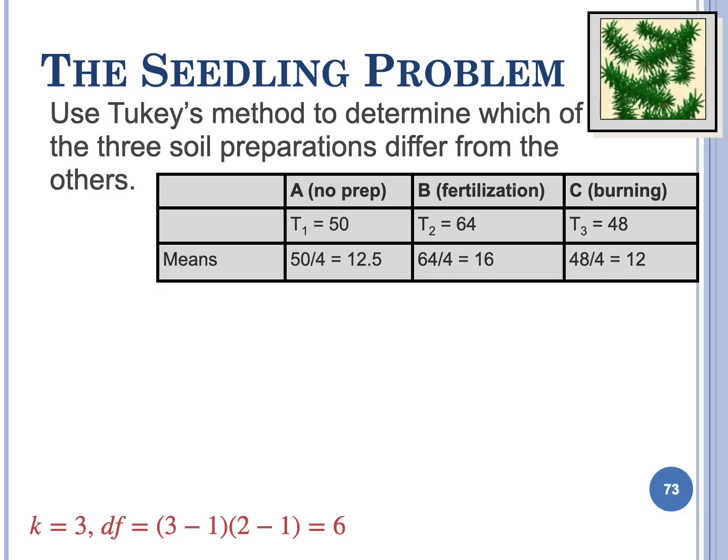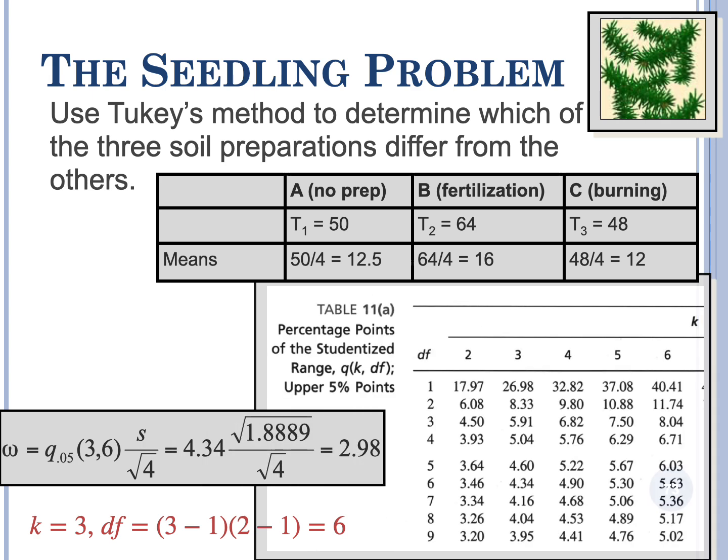So now let's go back to our example. In our seedling problem, we have 3 treatments, the 3 different methods of soil preparation, and we have the treatment sums and the treatment means. So to work with Tukey's method, we will again rank the treatment means from smallest to largest, and then find the margin of error and compare whether the pairwise differences are larger than the margin of error. If they are, then they are declared to be different.